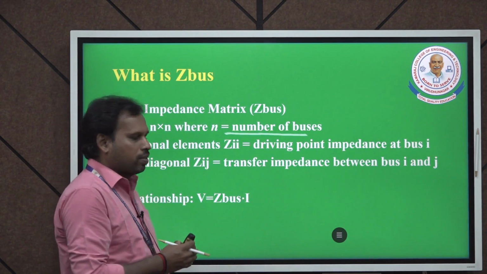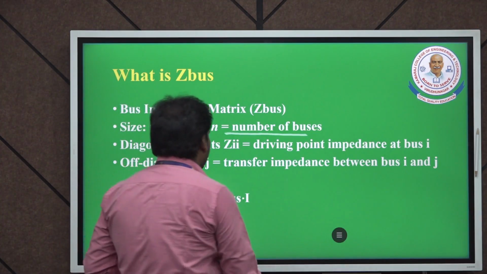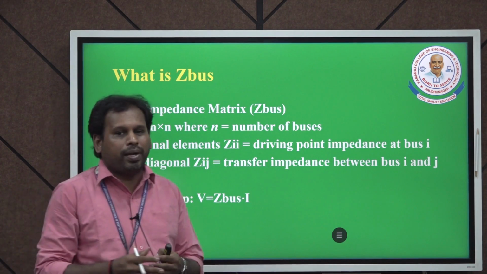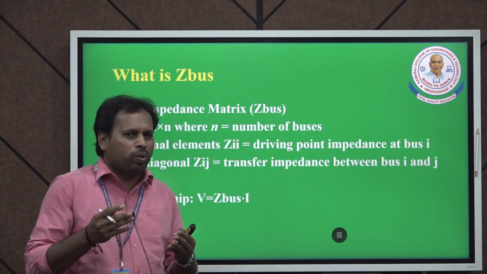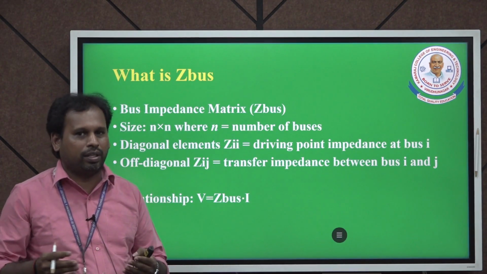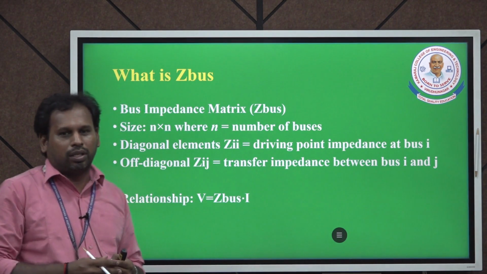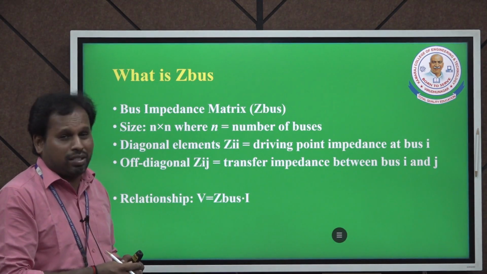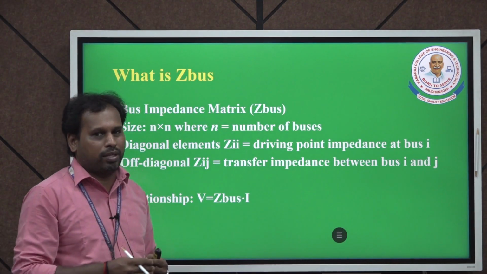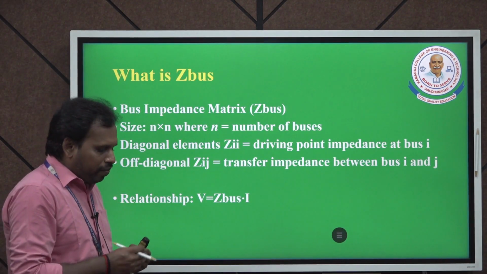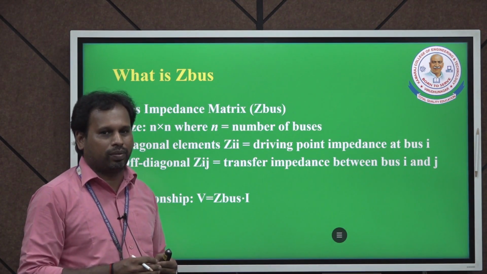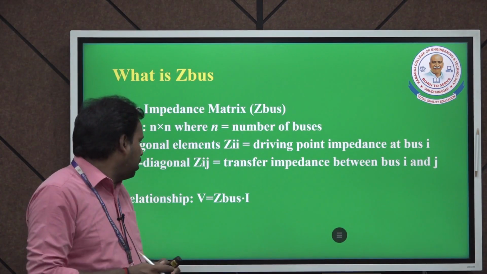Why do we need Zbus? If there is no Zbus, the power system analysis becomes complicated, because in a two-area or three-area system, we can see a lot of buses connected in between and satisfying the demand. Each and every bus has its own impedance value, and each transmission line has its impedance value. When we put them in a matrix format, we can analyze easily. That's why we are going to find the Zbus.